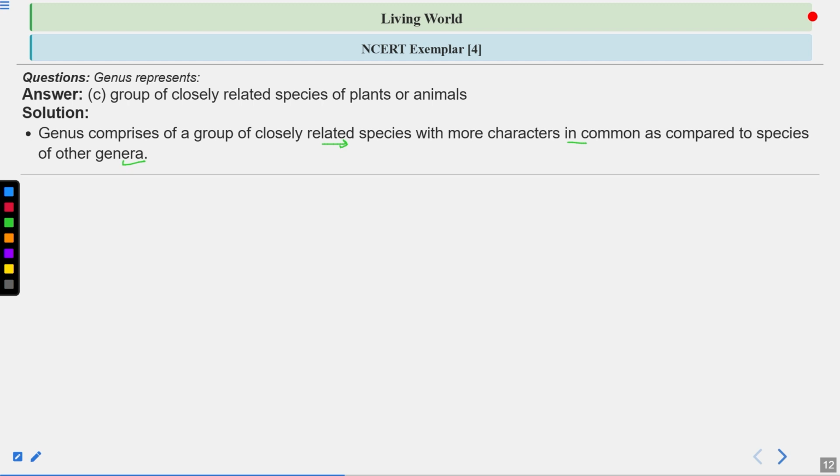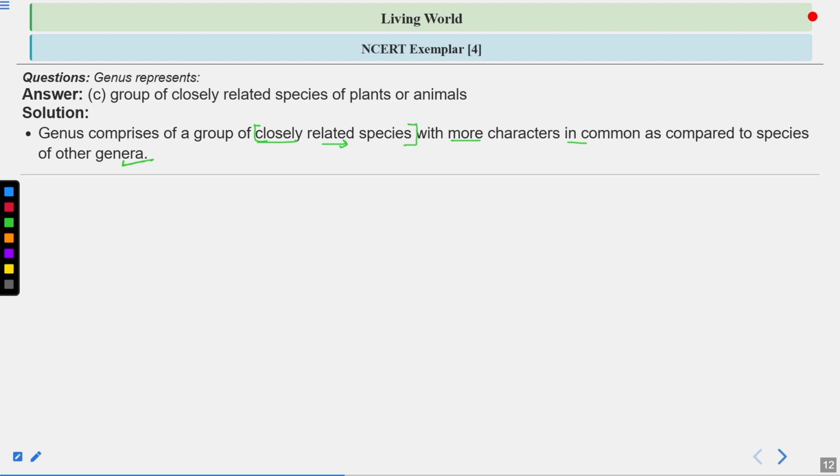So what does this mean? This means that the species which are included in the genus have common characteristics. They are very similar to each other. They share common characteristics. Okay. And they are different from the species present in another genus. That's why it is written, it is a group of related species with more characteristics in common as compared to species of other genera. So it is very important to write group of closely related species.